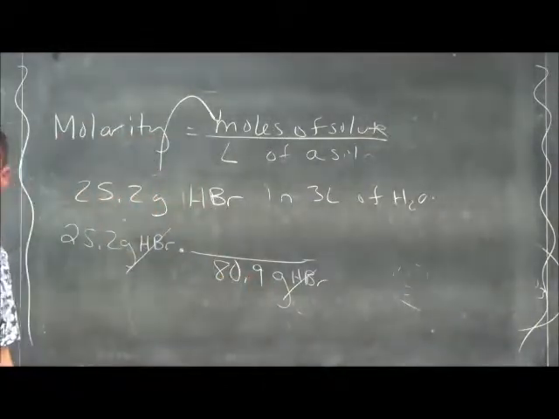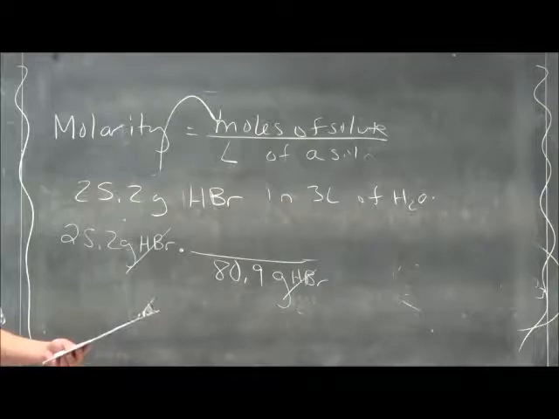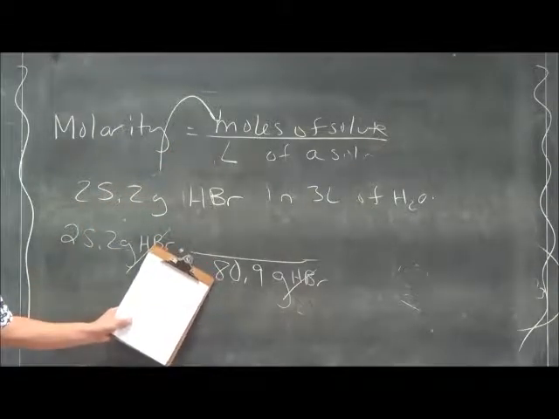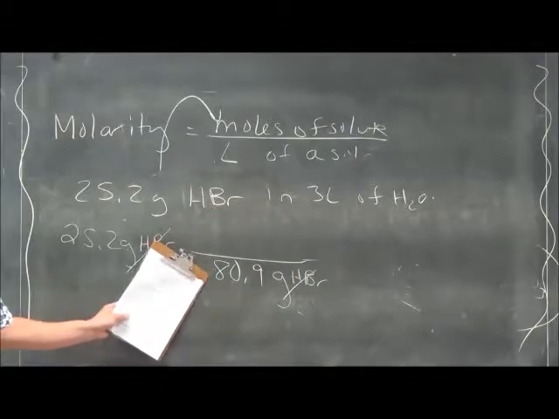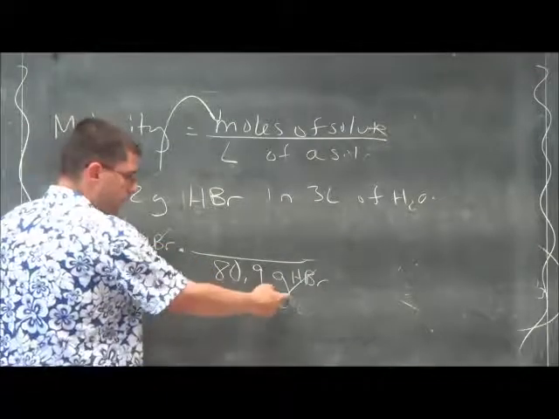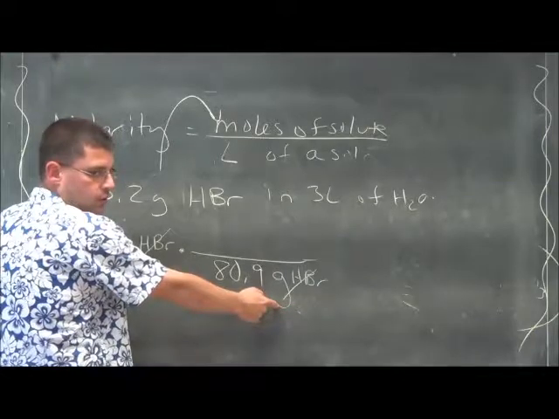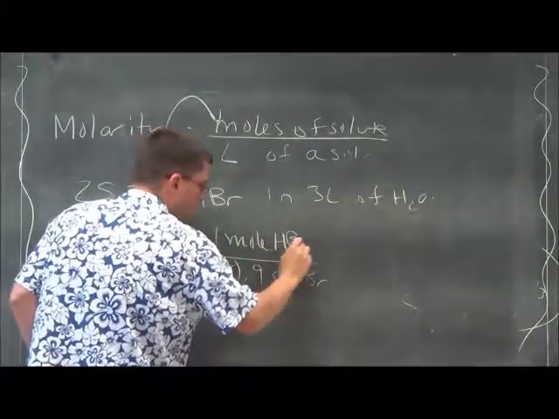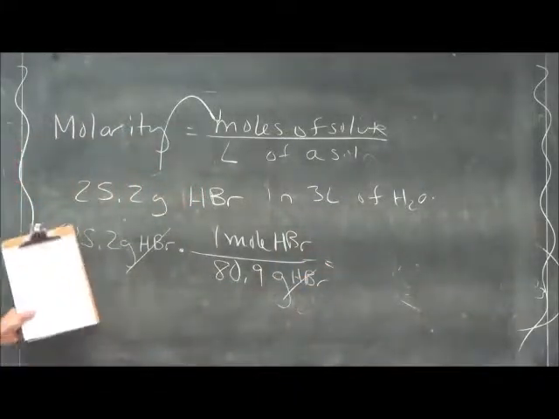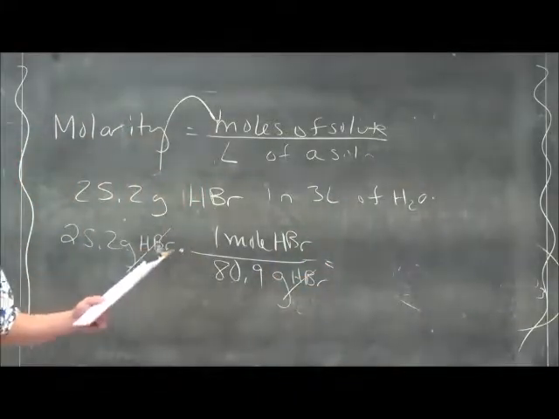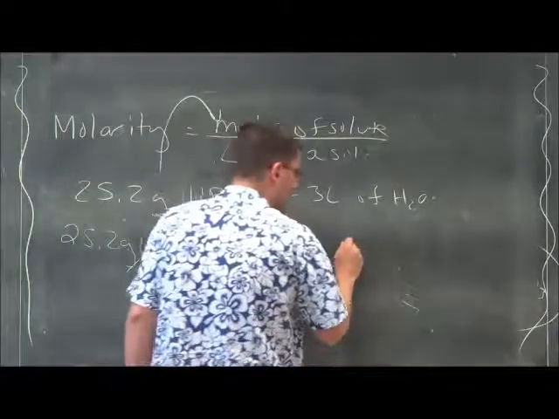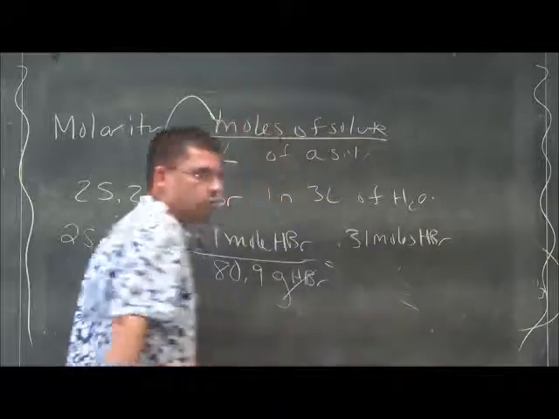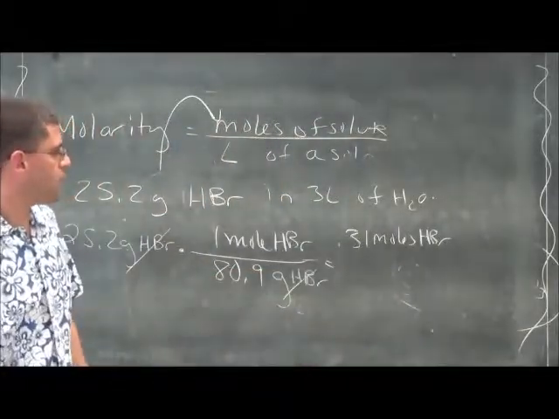80.9 grams. Okay? My numbers are correct. Bromine is 79.9. Hydrogen is 1. Again, when you do this in high school, they'll do significant figures with you. This will vary slightly. But at this point, we're getting you comfortable with the setup. Up here, it's 1 mole HBr. So then you take 25.2 grams divided by 80.9 grams, you get 0.31 moles of HBr.